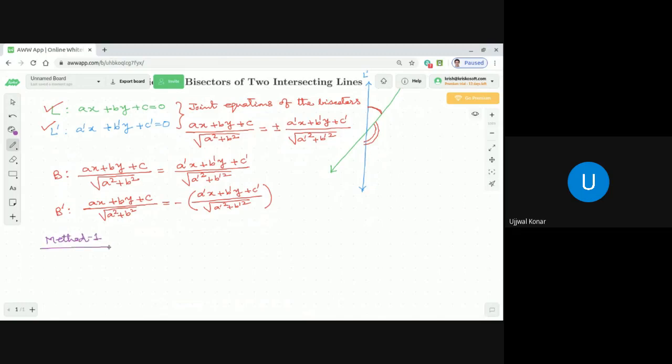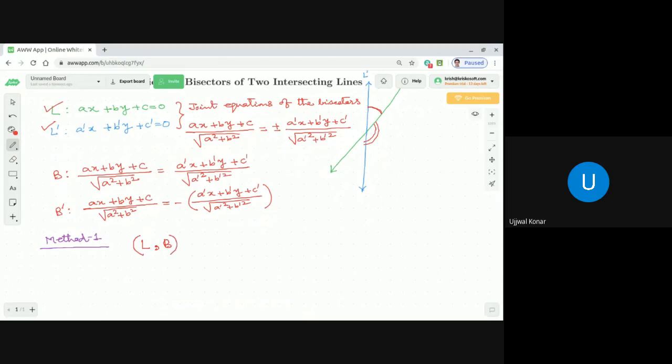Method 1. In this method, we first take one straight line. Suppose we take the straight line L, and we take any one of these bisectors, suppose B. This method is based on the angles. The method here is that we take any straight line between these two straight lines L and L dash. Let's take the straight line L, and between these two bisectors B and B dash, let's take B. There is no restriction that we need to take L and B only.